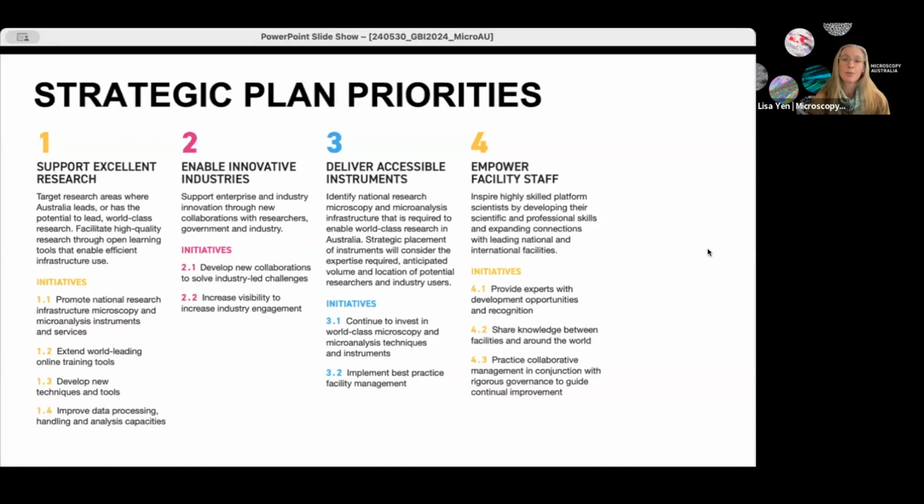I just wanted to point out that a few years ago, Microscopy Australia redid our strategic plan, and we came up with 4 priorities out of that process and a series of initiatives. Although fundamentally we're still there to support excellent research, to support innovation and industry, and to enable access to our instruments, I wanted to raise up the fact that one of the things within Microscopy Australia was very focused on trying to work out how to empower facility staff. We came up with some initiatives, but we definitely agree that there's more that can be done in terms of supporting those career pathways, and very much appreciate being part of Global Bioimaging to help push us forward and look at solutions.